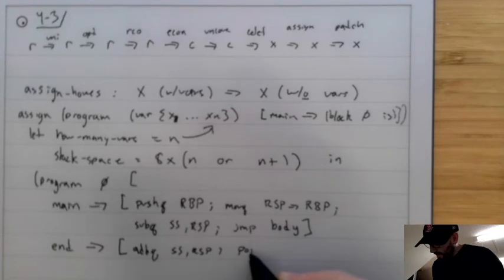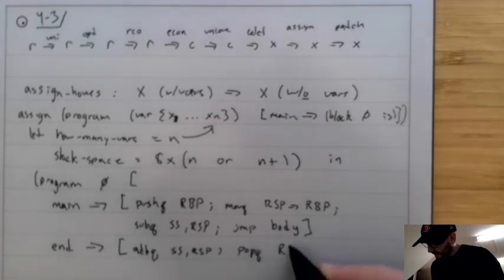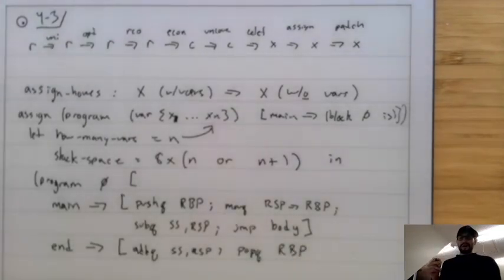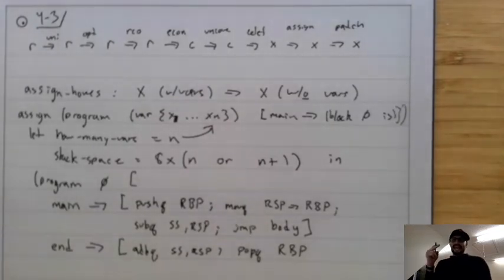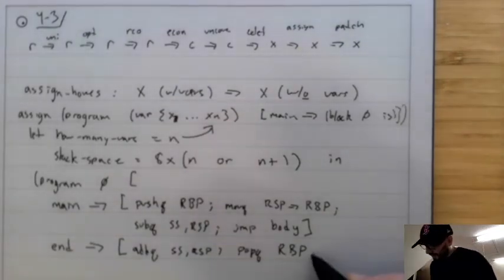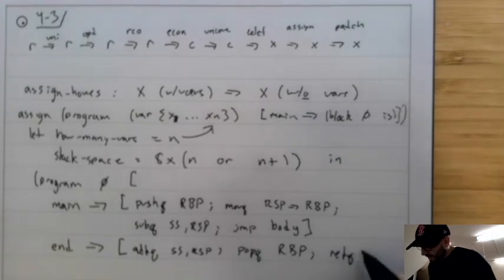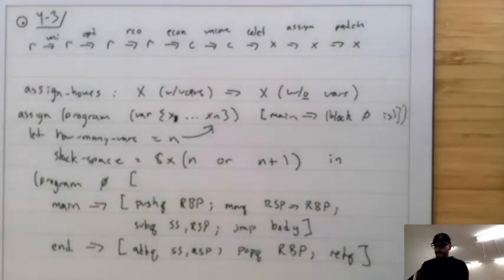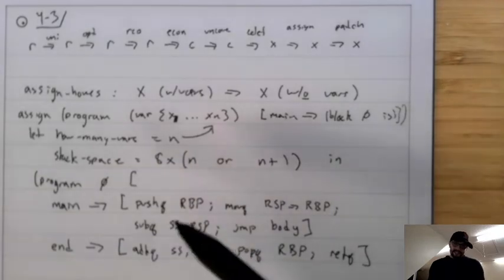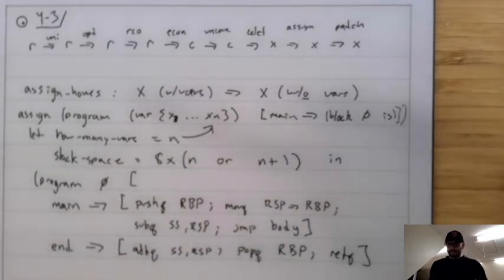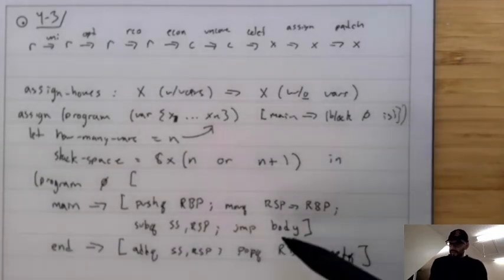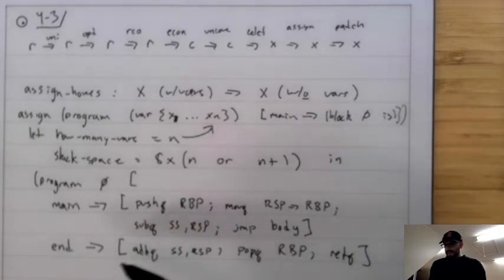Then we're going to pop Q into RBP, which is going to give back more space, and it's going to restore the previous base pointer, and then we're going to return. Basically what goes on here is that these steps are the opposite of one another. We go into the body, and then we come back to end. We subtract, and then we add.